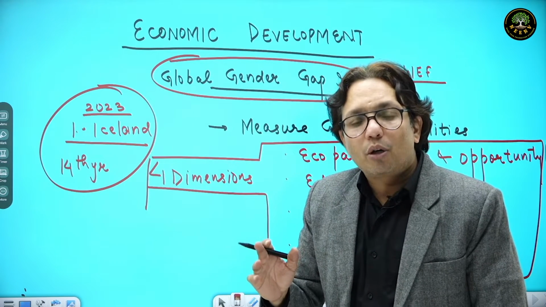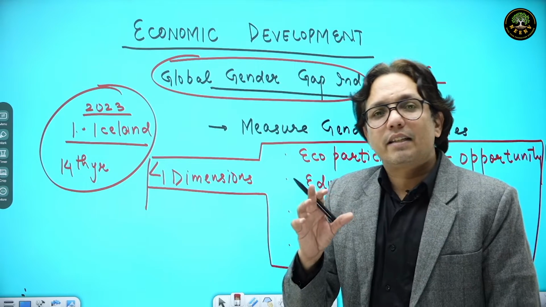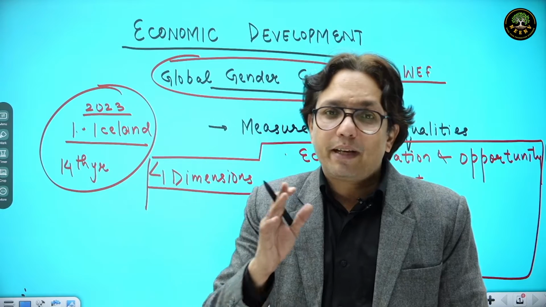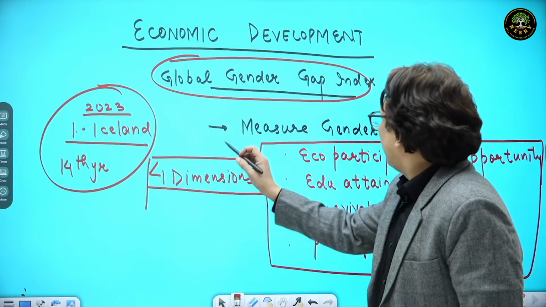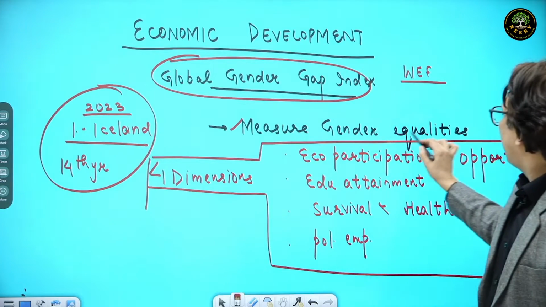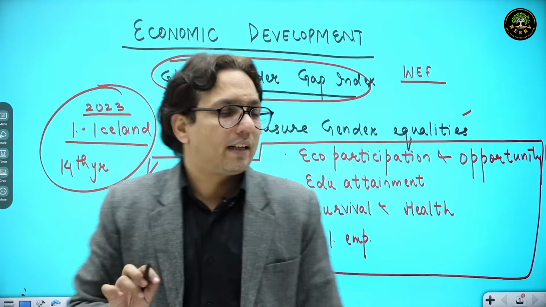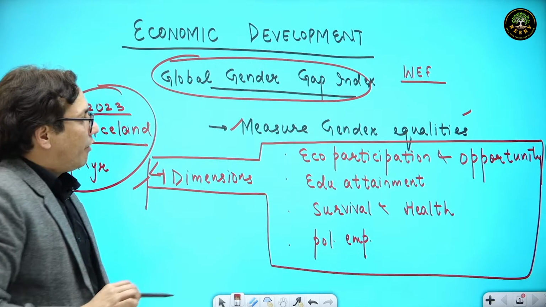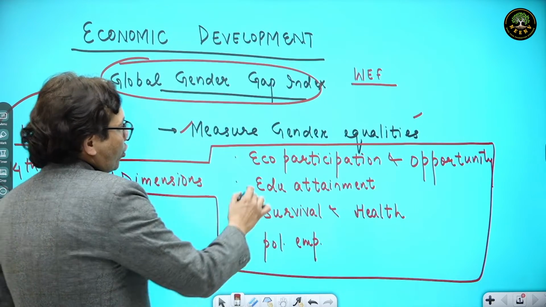Now let me talk about what global gender gap index is. Look, as the name suggests, it will be ranking countries based on gender equality. So what does it do? It measures gender equalities in the countries, and it measures these gender equalities for 4 dimensions. What are those 4 dimensions? First dimension is economic participation and opportunity.